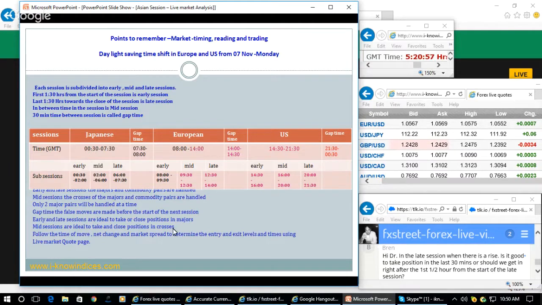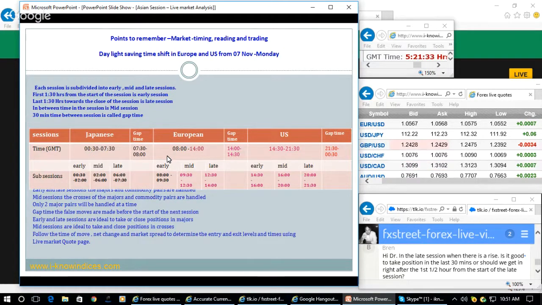As far as the late session is concerned, suppose a Japanese session, the late session starts at 6 GMT and gets over by 7:30 GMT. Afterwards, you come across the gap-time false move. So if you want to take a position during the gap time in the late session, then you have to take it around 6 GMT, or 6 to 6:15 GMT, and try to close it by 7:30 GMT, or during the gap time, or during the early part of the next session. The going is good after keeping the stop at entry.